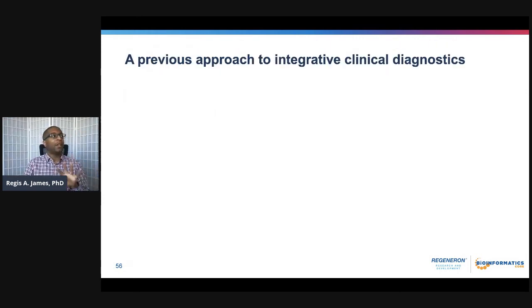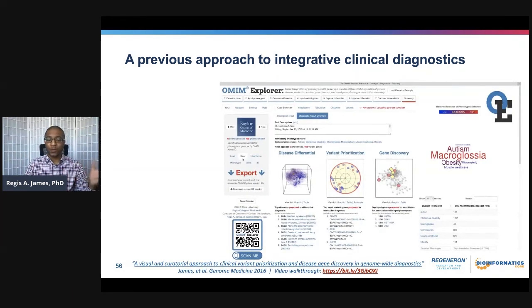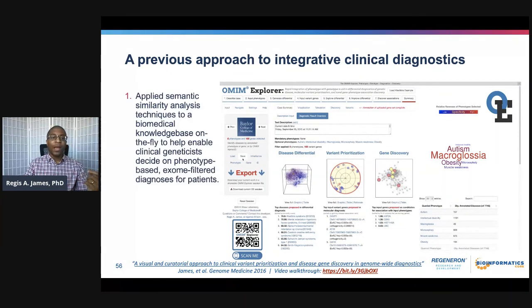of others. I've done a similar type of approach in the past to integrate multiomic data in order to help accelerate and facilitate clinical diagnostics. And so this is what I did with a tool called Omim Explorer. I published it in the lab that I was in at Baylor a couple of years back, and you can use the QR code to go to it, or to go to a video tutorial series.